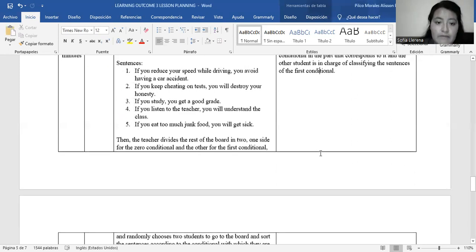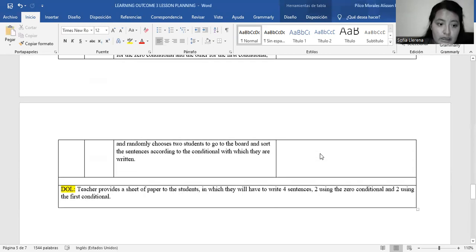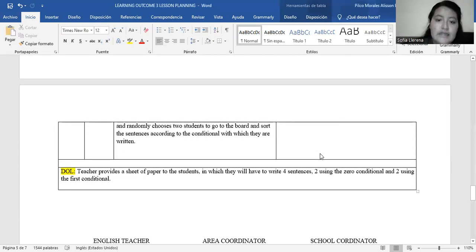So then we have the demonstration of learning, which is an activity, or also it can be an assessment, that allows the students to show their understanding of the lesson. It is important to mention that the demonstration of learning serves as evidence that students have acquired knowledge and skills from the lesson.